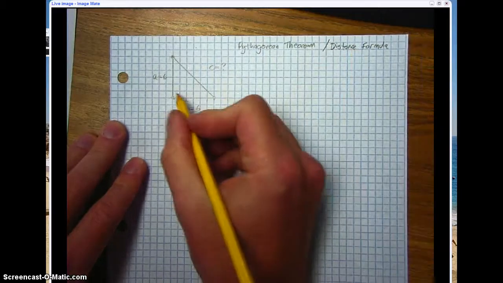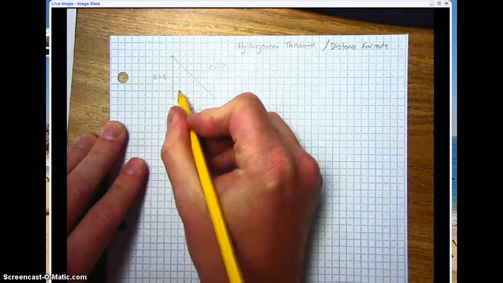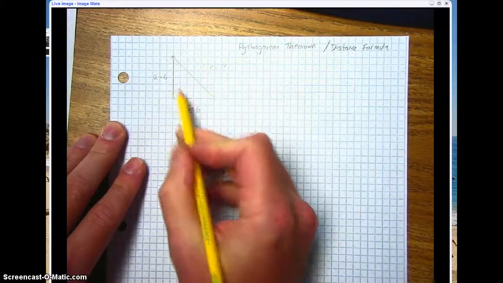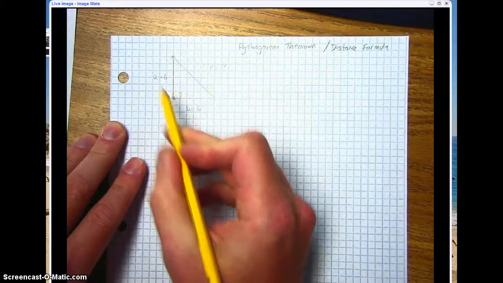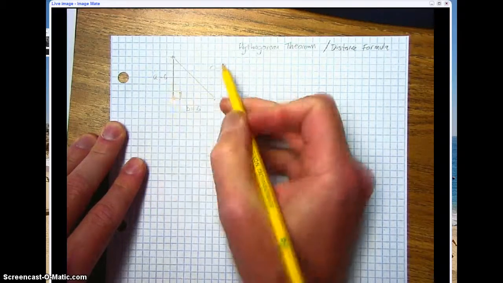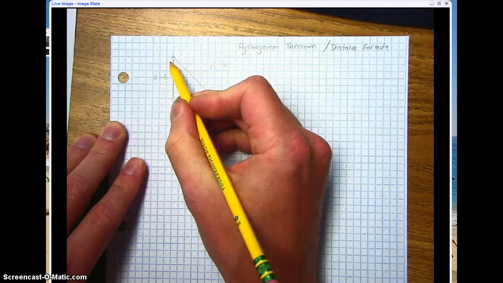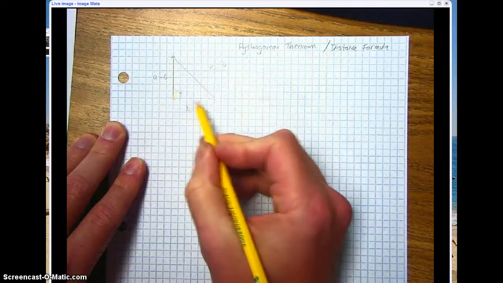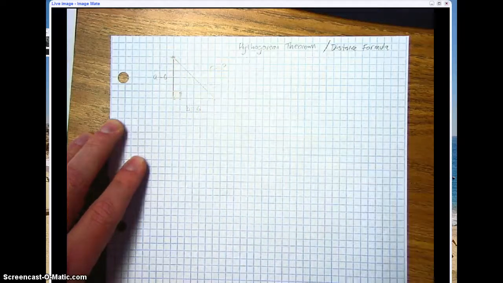Pythagorean theorem has to do with this shape right here, a right triangle. Right triangle means this is 90 degrees. I've labeled the three sides A, B, and C. A is 6 units, 6 boxes. B is 6 boxes, and what we're trying to find is C.